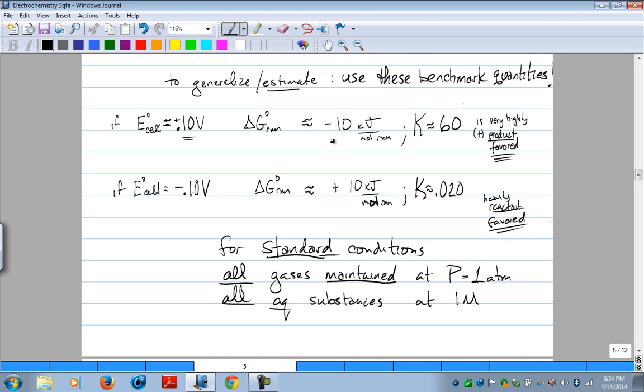you're going to get a very large K value and quite a bit of work per mole of reaction. Negative 10 kilojoules is the standard Gibbs free energy change. On the other hand, for the negative standard cell potential difference, that would not be a spontaneous or voltaic cell. A constant input of energy would be required to get that to run, 10 kilojoules per mole of reaction, just barely produced, and that would give you a heavily reactant favored equilibrium constant under those conditions of about 0.020. So it's good to keep in mind those benchmarks or numbers.